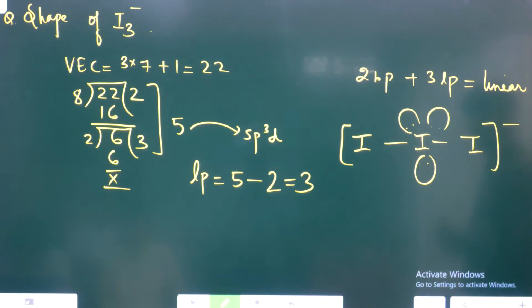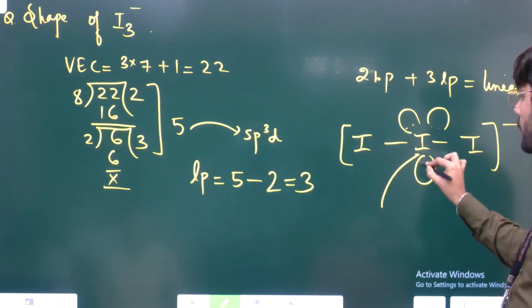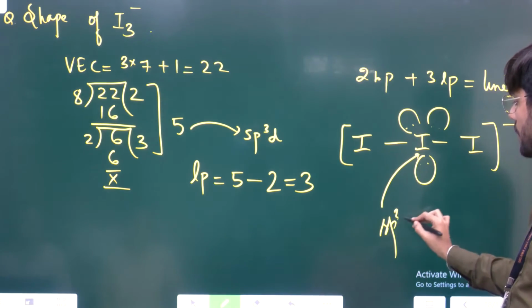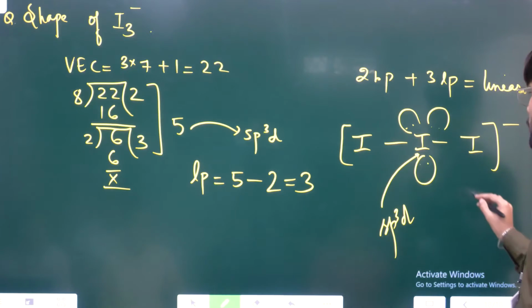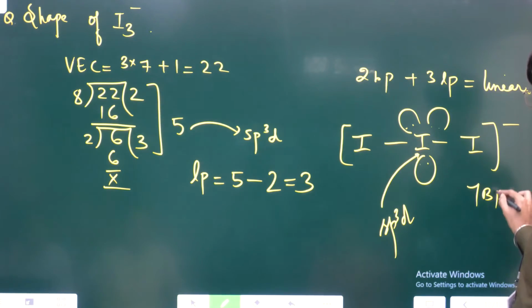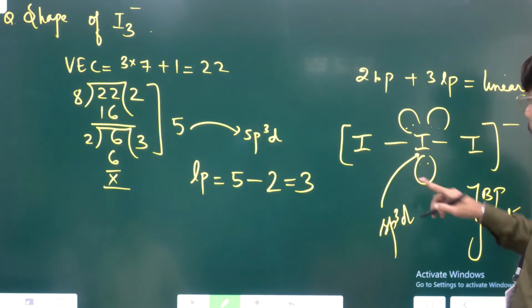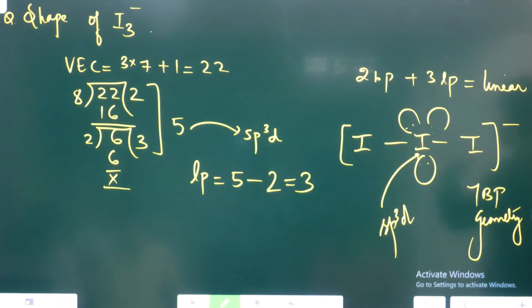Is it clear? If I ask you what is the hybridization of this? sp3d. And geometry? TBP. Geometry is TBP. Shape is clear? Shape is linear.